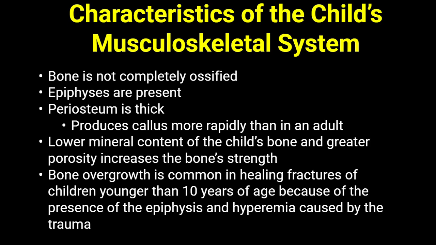This remarkable remodeling ability is one reason orthopedic providers often accept a small amount of angulation in young children that would require surgery in an adult. As the child continues to grow, the bone often remodels back toward normal alignment.